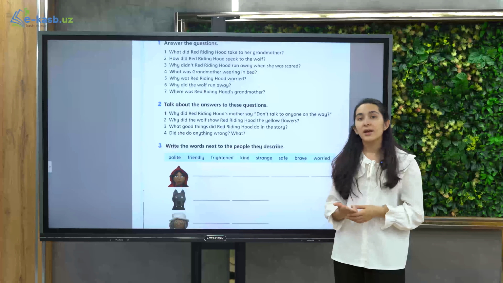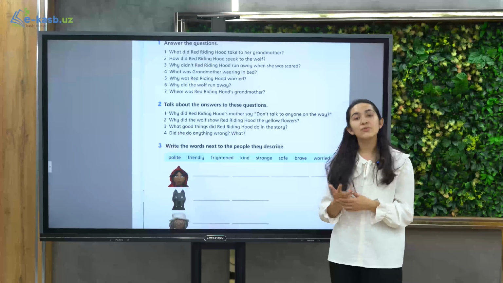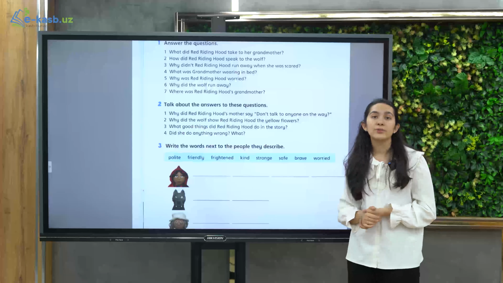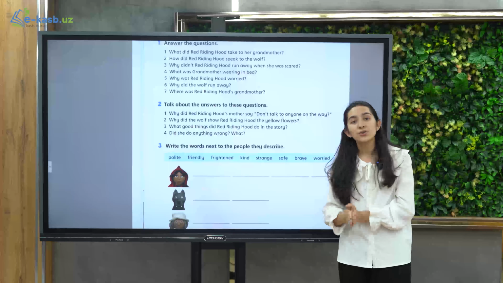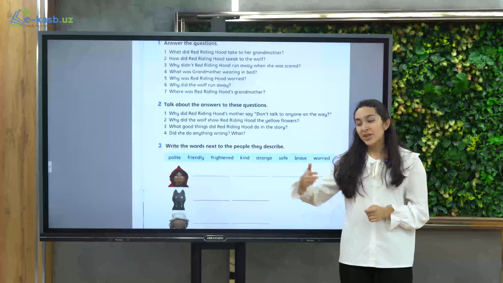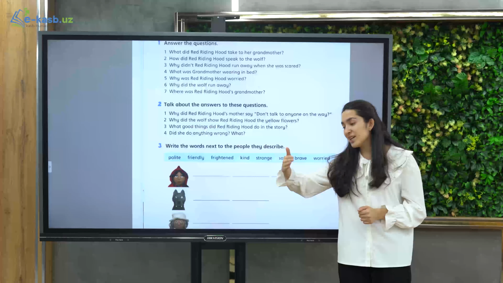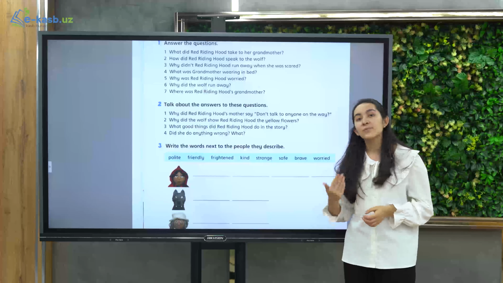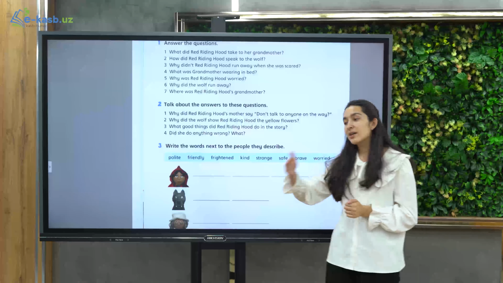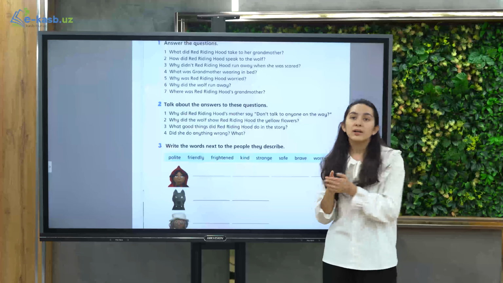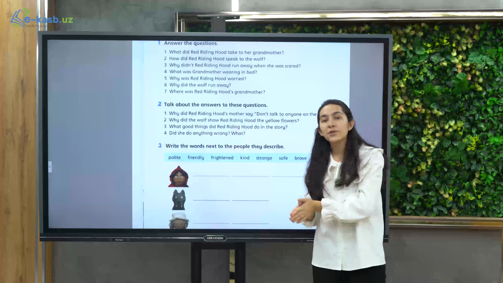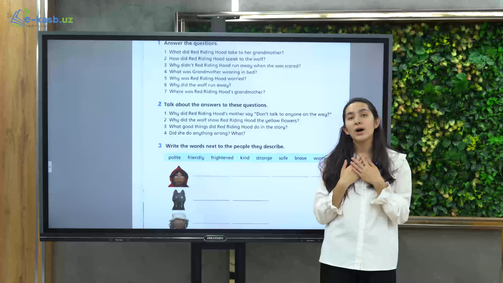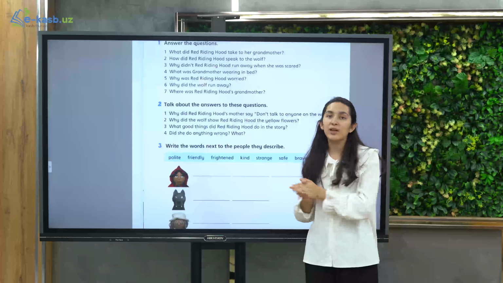So why did Red Riding Hood's mother say don't talk to anyone on the way? What do you think? In my opinion, she said not to talk to anyone on her way because first of all, she might forget everything her mother told her. Second of all, we do not know what kind of intentions strangers have. Maybe they want to steal something from us. Maybe they want to steal us, or maybe they want to kill us. We don't know what kind of intentions they have.